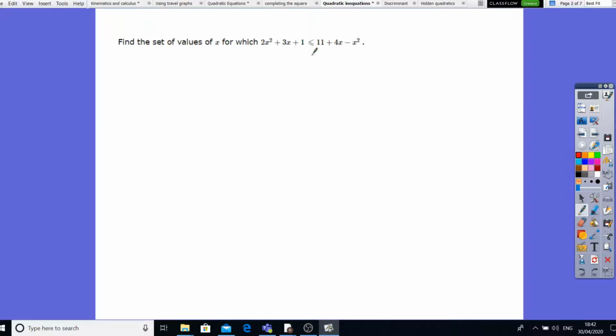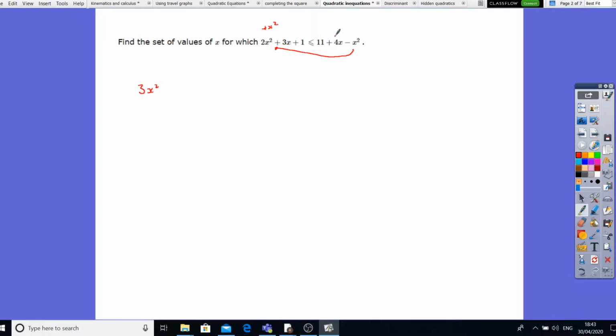So let's bring all the x squares to one side. So this is a minus x, so I'm going to bring that to the other side. It's going to become a plus x squared. So that's a minus x squared becomes plus x squared. So that's going to become 2x squared plus an x squared there. So that's going to be 3x squared on this side.